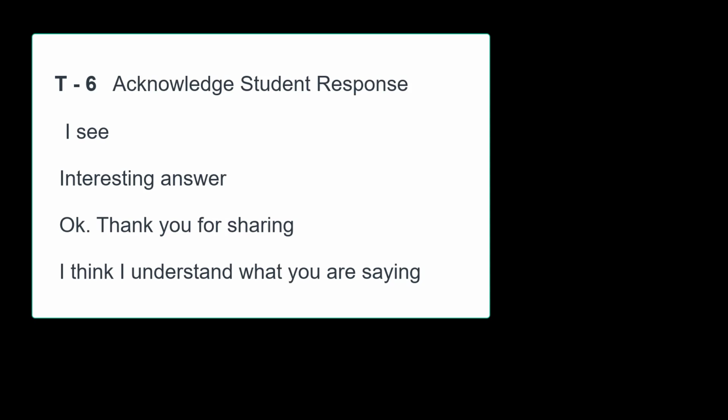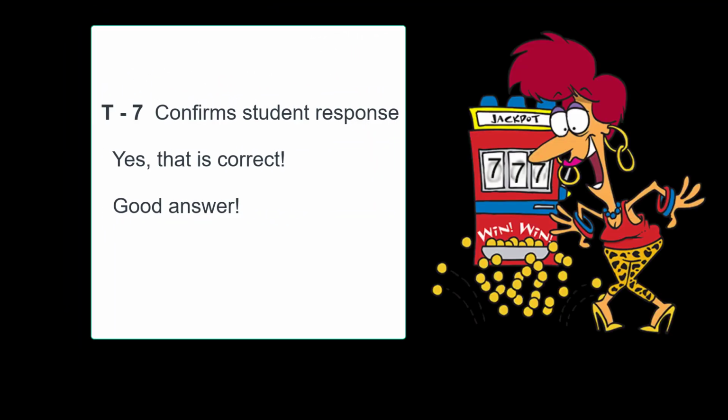How do we remember that T6 is acknowledging but not confirming and not rejecting? Remember, rejecting is number 5 and confirming is going to be number 7. So how do we remember that? Well, it's halfway in between. It's the neutral ground. It's in the middle of 5 and 7. So it is acknowledging.